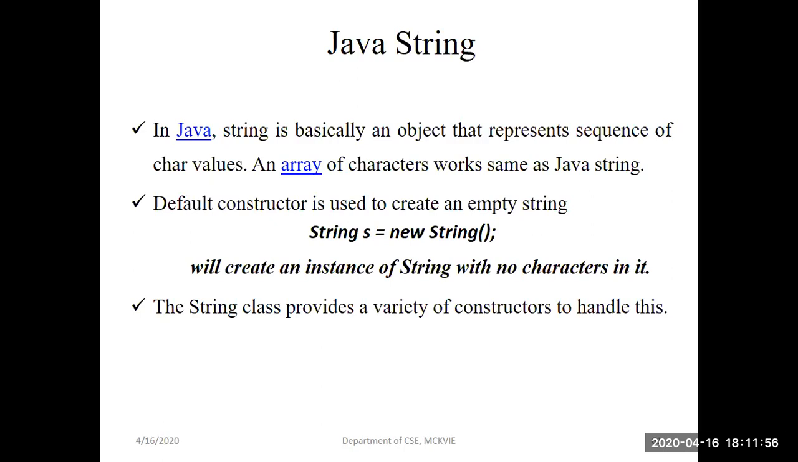We already know what a constructor is. Constructor is nothing but a special type of method, rather function. The name of the constructor is the same as the class name. That's why here the constructor name is String, and the constructor will not return any value, not even void. And the important point is, what is the purpose of this constructor? It is used to initialize the value of member variables. So here the String constructor is used to basically create an empty string. And the String class provides a variety of constructors to handle this.